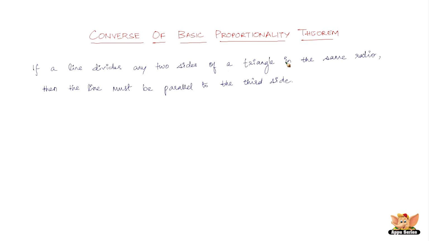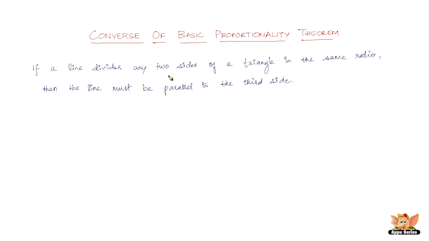If a line divides any two sides of a triangle in the same ratio, then that line must be parallel to the third side. If you just recall a little bit and go back to the basic proportionality theorem, it said something like this. If a line is drawn parallel to one side of a triangle, intersecting the other two sides, then it divides the other two sides in the same ratio. That's what the basic proportionality theorem said.